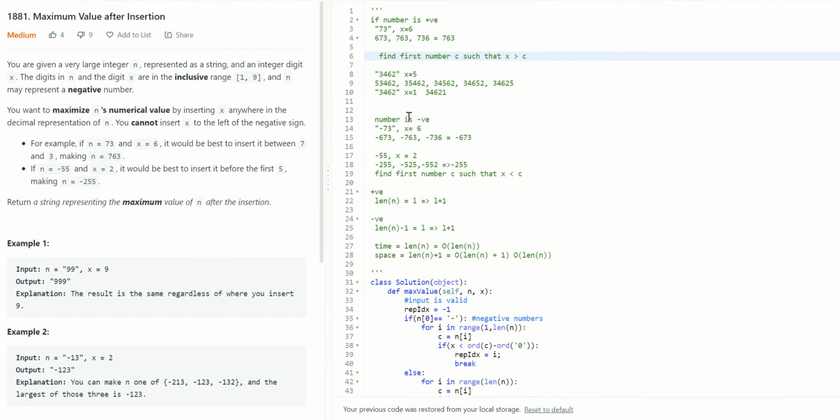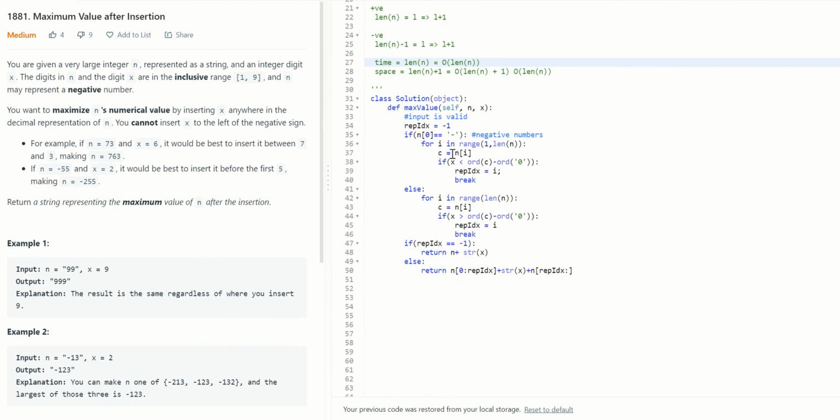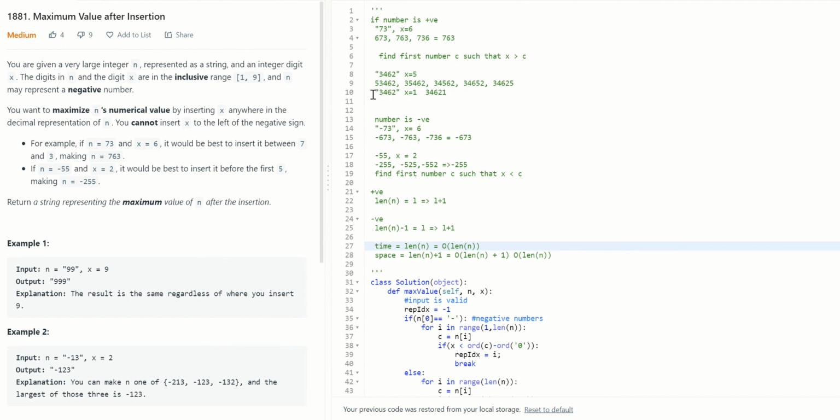Let's go ahead and look at the time and space complexity, right? Time complexity. In this particular case, we are going to exhaust the given number, right? That means the length of n. We will be going through the length of n. All of the characters that are given in n, we will be exhausting them. So that's why time complexity is order of length of n.